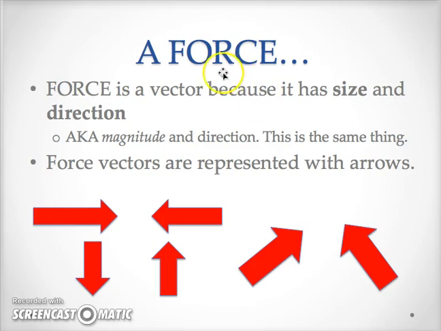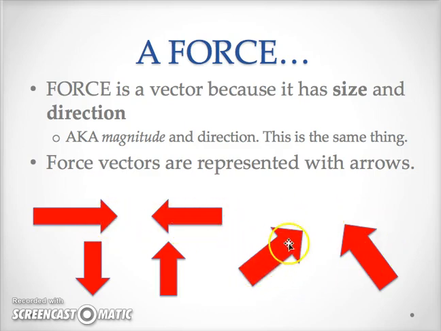A force is considered a vector because it has size and direction. A vector is anything that has size and direction. Some people call this magnitude and direction. Magnitude and size is the same thing. And because a force is a vector, it can be represented with arrows.